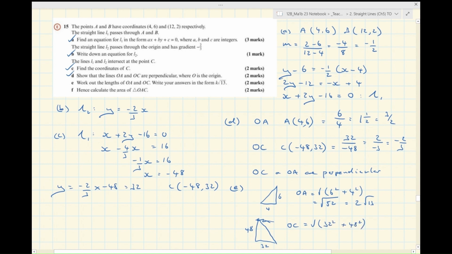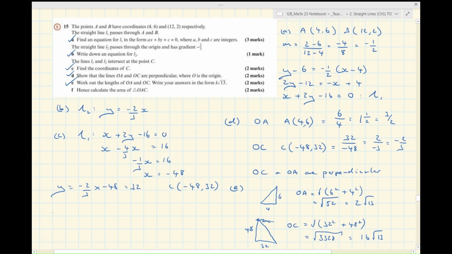Let's have a look at that. 32 squared plus 48 squared, so that's the square root of 3328. Now if I do square root answer equals, I get that that is 16 times root 13. So work out the lengths of OA and OC. Write your answer in the form K root 13.